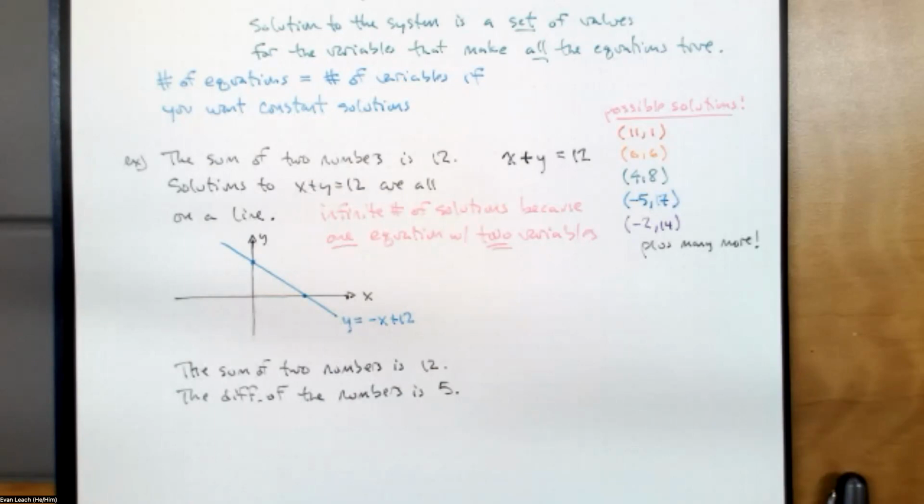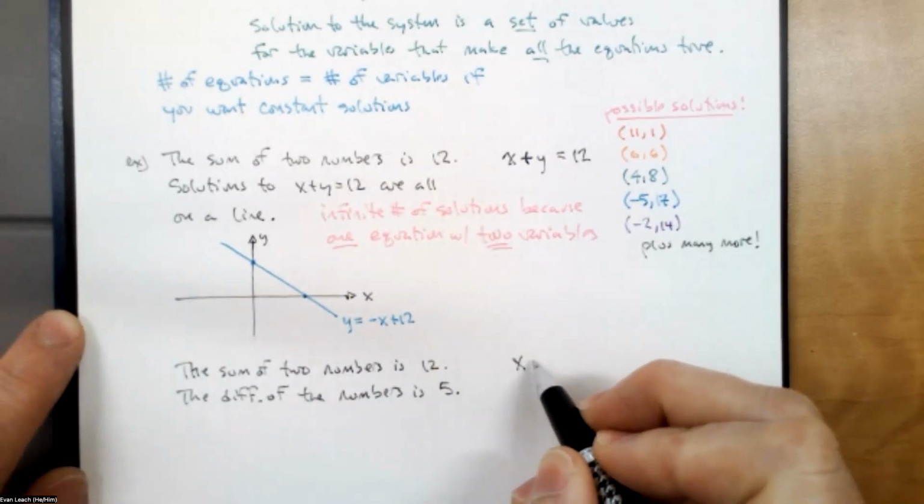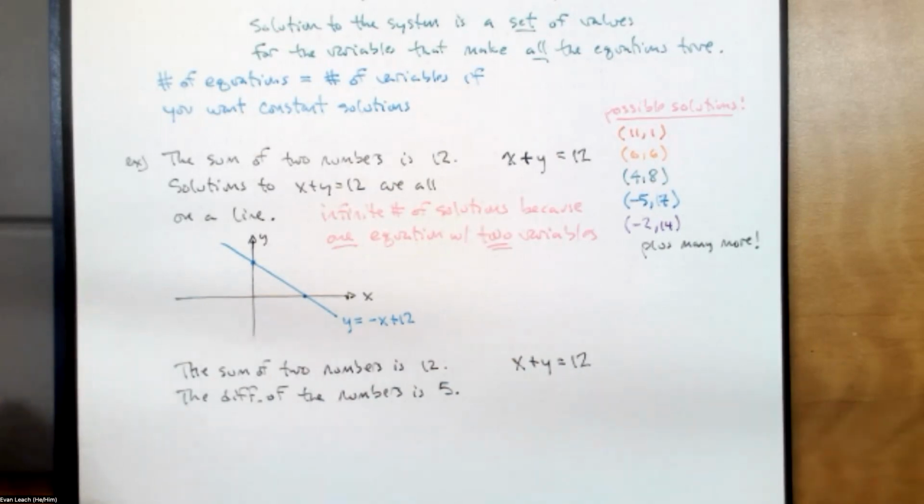I've got two equations and two unknowns. This will lead us to exactly one pair of numbers, as long as we don't worry too much about what order those numbers show up. What's this first equation translate to? x plus y equals 12. Same one we had before. What does the second equation translate to?